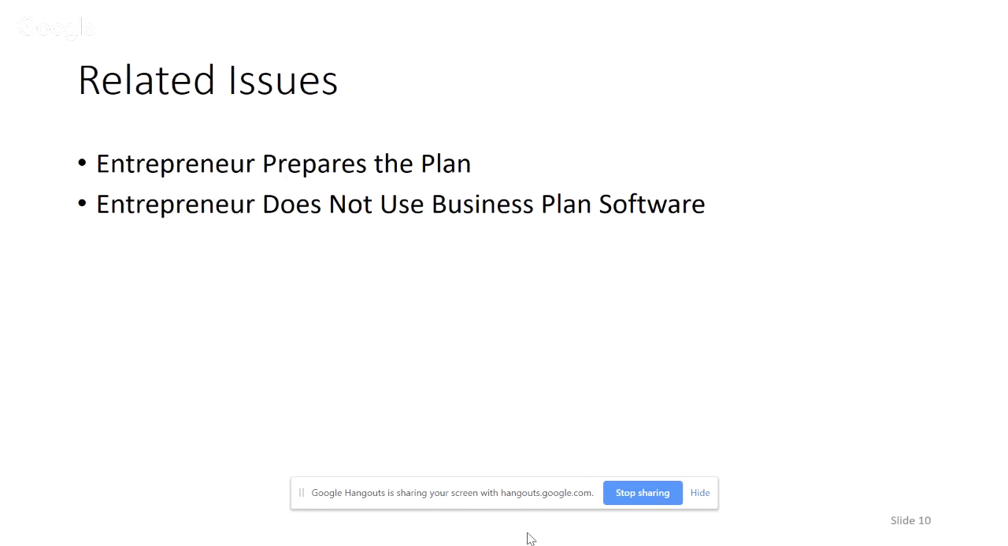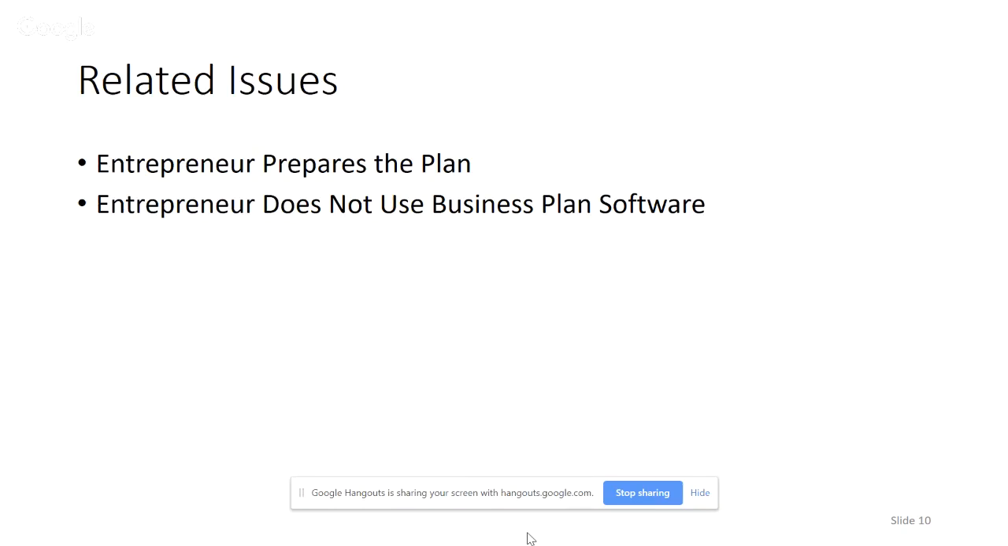Some related issues: the entrepreneur must prepare the business plan, right? The business plan is another step in the entrepreneurship process. The entrepreneurship process is you start with the idea, you develop a concept, then you write a business plan. And that business plan is really identifying what resources you need. And therefore you must, as an entrepreneur, write your business plan.